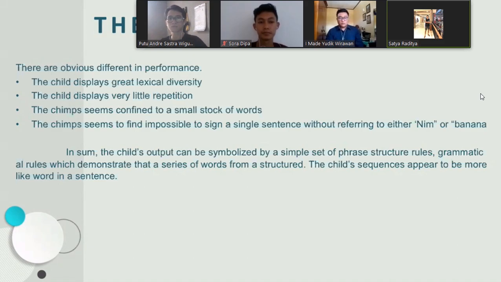In summary, the child's output can be symbolized by a simple object with structure rules, grammatical rules, which demonstrate a series of words from the structure. The child's questions appear to be more like words in a sentence. So I think that's all from the material about the birth of grammar.